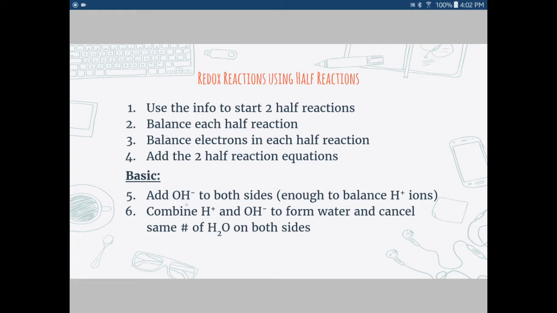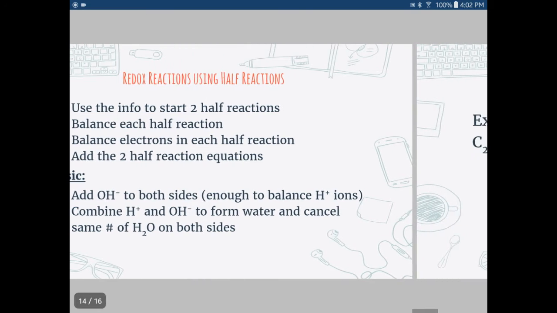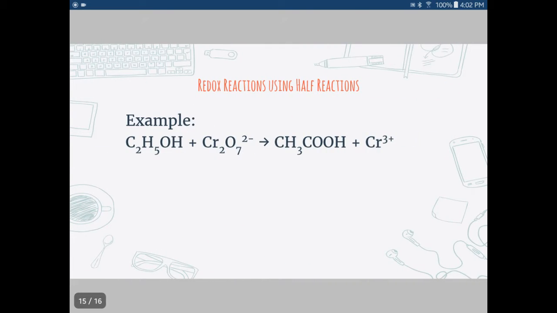If they're basic, we add hydroxide ions to both sides, and then we combine our hydrogens and our hydroxides to form water. This looks sort of similar to what we've done so far, except we're going to use it to balance redox reactions with half reactions. This is going to be very similar to the worksheet that you've done already on balancing half reactions. Essentially you're just pulling out entities that are the same to generate a half reaction and then balance it.